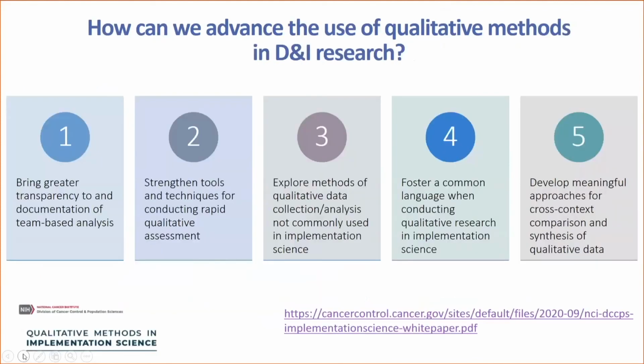Just to wrap up, in terms of advancing the use of qualitative methods in D&I research, our white paper that I referenced earlier talks about the need to bring more transparency to what we're doing with our qualitative methods, strengthening our use of rapid assessment methods, and potentially expanding our use of methods into those that have not historically been used as much in implementation, like ethnography, but that are really growing in popularity and relevance. We want to keep thinking about issues of language and terms and push on approaches that help with cross-context comparison and synthesis of qualitative data.